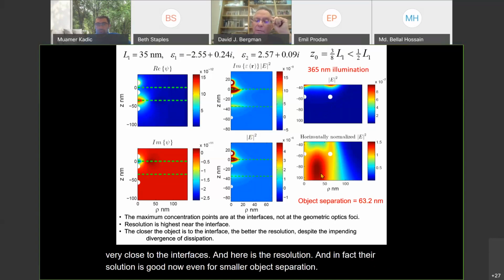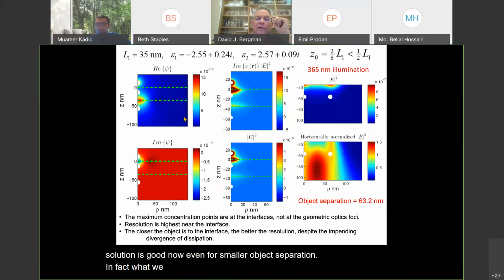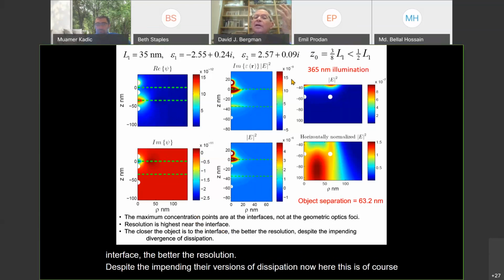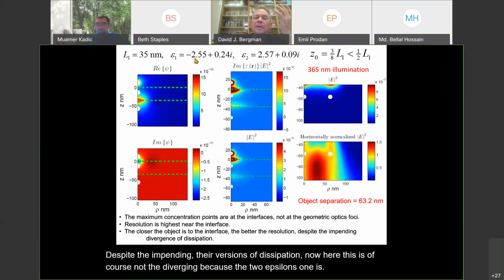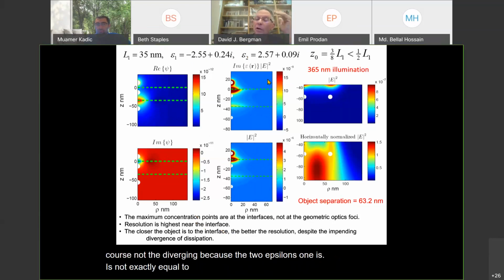In fact, what we learn from this is also that the closer the object is to the interface, the better the resolution, despite the impending divergence of dissipation. Now here it is, of course, not diverging because the 2 epsilons, epsilon 1 is not exactly equal to minus epsilon 2, but it's close.